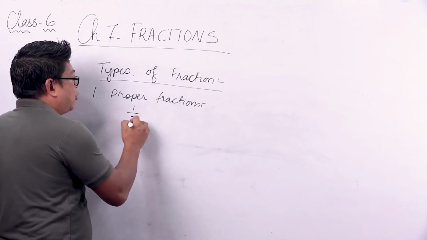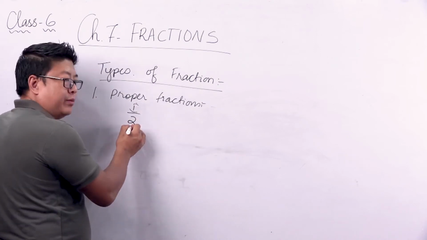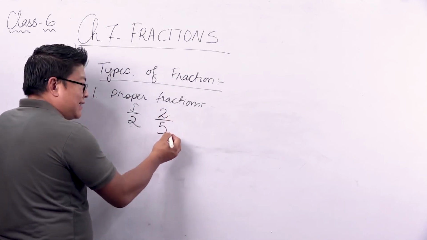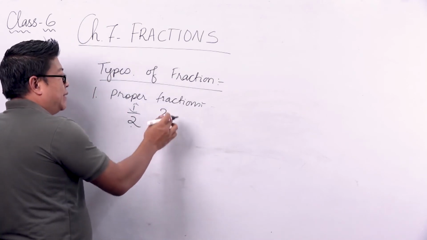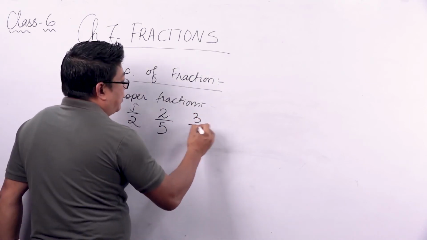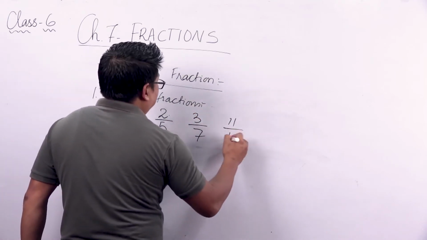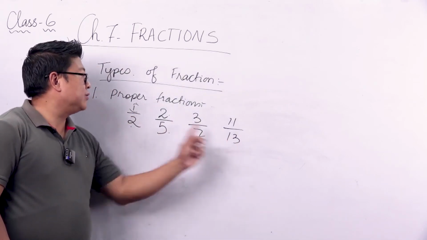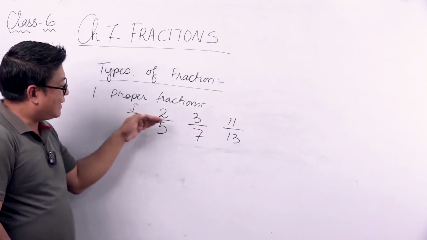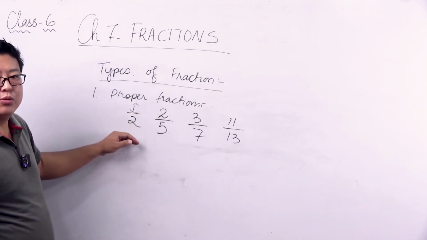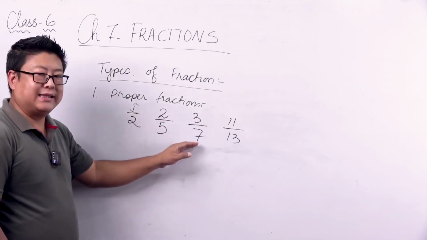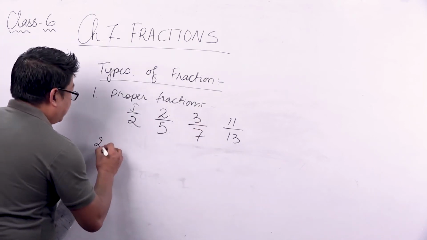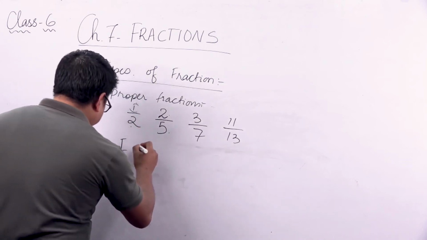For example, 1 by 2, numerator is less than denominator. 2 by, let's say, 5, numerator is less than denominator, that is, 2 is less than 5. And so many other examples. These are just some examples that I'm giving. If you look at these fractions, all of them have numerator less than their denominators. 1 is less than 2, 2 is less than 5, 3 is less than 7, 11 is less than 13.